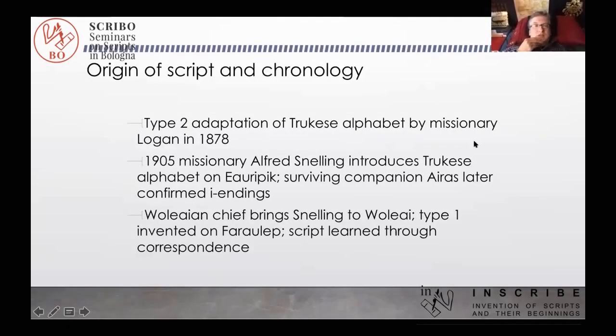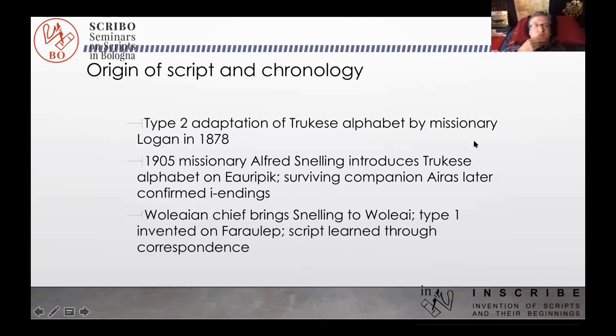Let me just explain roughly what then happened and how we now understand the origin of the script in its chronology. It's a very interesting story. It's also not particularly contentious. We all seem to agree on what actually happened. It's well documented now. So there was a Trukese alphabet.